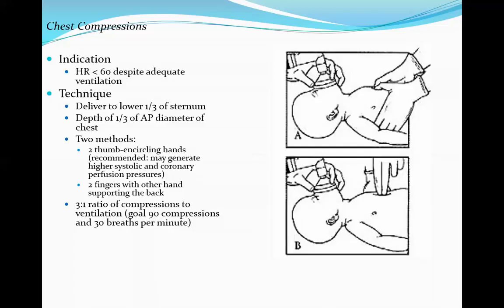It's thought that it may generate higher systolic and coronary perfusion pressures. You could also use a 2-finger method, with 2 fingers on the front and the other hand supporting the back, shown in Figure B. You want a goal of 3-to-1 ratio of compressions to ventilation, with a goal of 90 compressions and 30 breaths per minute, according to the American Heart Association.